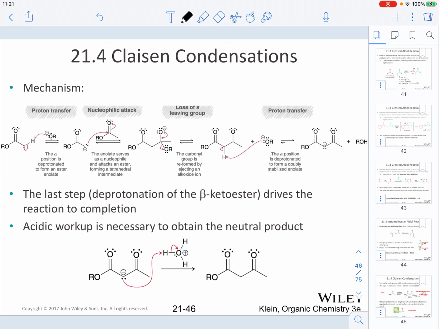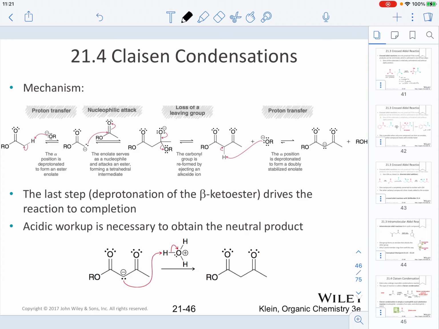Now let's go over the mechanism for Claisen condensations. Remember, we have to generate first an enolate intermediate in order to attack a fresh new molecule of ester. So, as you can see, for accomplishing this reaction, we are going to have a base deprotonate the alpha proton on the ester. That is going to be producing an enolate of the ester.